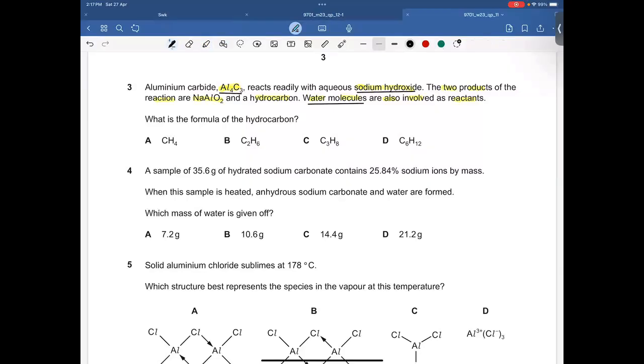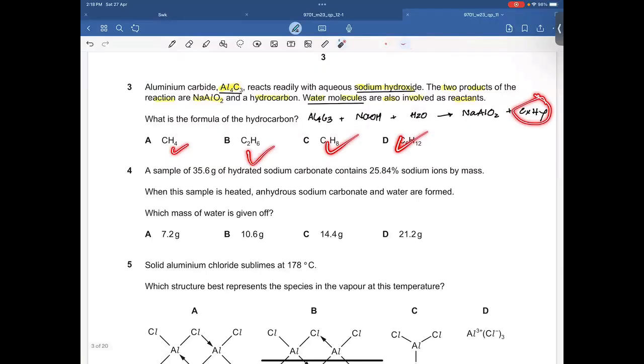So what we can do is, we have aluminum carbide, Al4C3. We have sodium hydroxide. We have water. And now it is converted into NaAlO2 and a hydrocarbon. And we really don't know what sort of hydrocarbon that is, so it is represented by CxHy, which we need to decide by using this format.